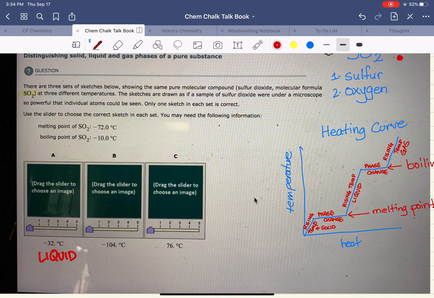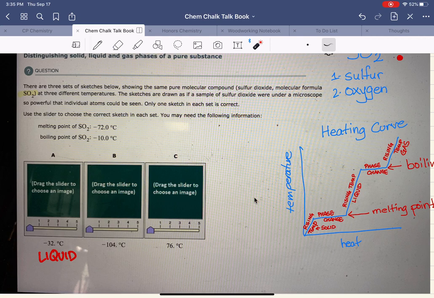Okay, in this one, we've got a sample at -104 degrees Celsius. Again, we've got to decide, is that temperature colder than -72 degrees? Is it in between -10 and -72 degrees, or is it above -10 degrees? Well, of course, -104 Celsius is below -72 Celsius.